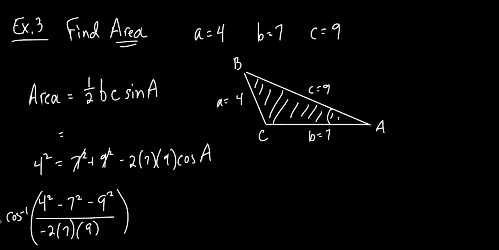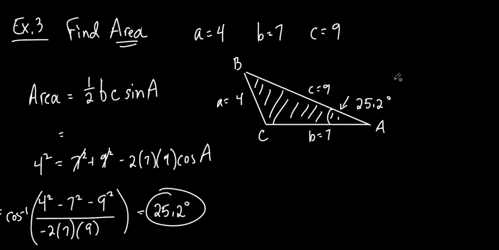Okay, so angle A will equal all of this. Put it into a calculator, and you get 25.2 degrees. Practice that on your own. So now we know an angle. Now I know angle A, which is 25.2 degrees.